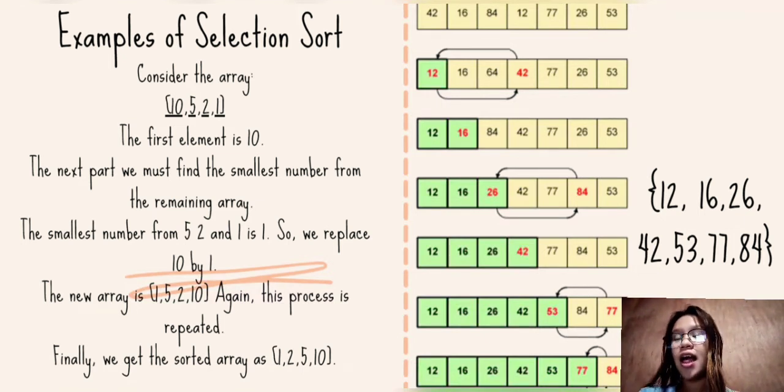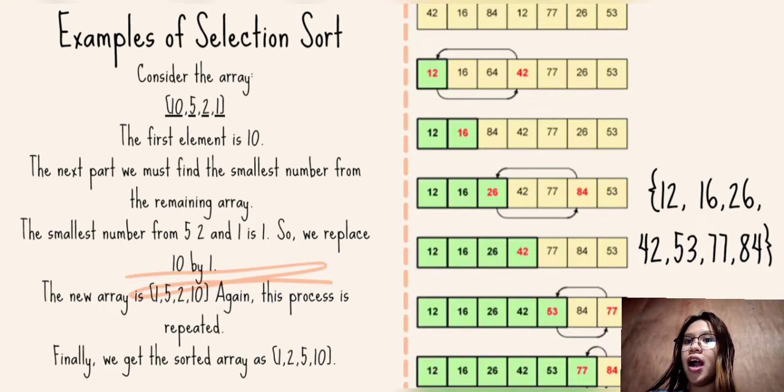Again, this process is repeated until matuyok na nato siya, like makuha na nato ang sorted array. So ato ang final sorted array is 1, 2, 5, and 10.